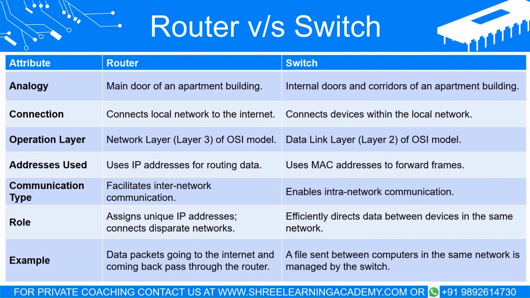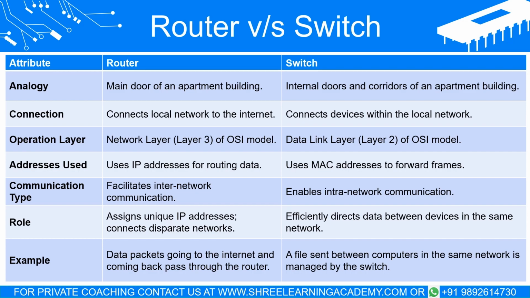Router versus switch. Alright, imagine you are living in a big apartment building. Router. The router is like the main door of the apartment building that connects it to the outside world. Everyone inside the building uses this door to go outside or to let someone in. Similarly, a router connects a local network, like your home network, to the internet.